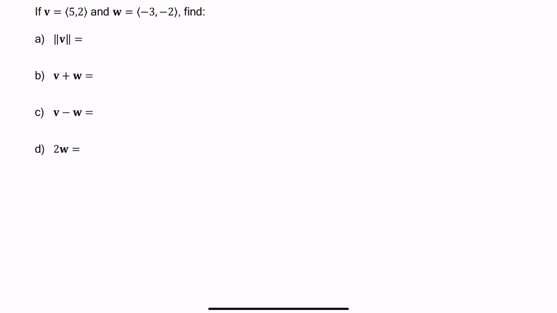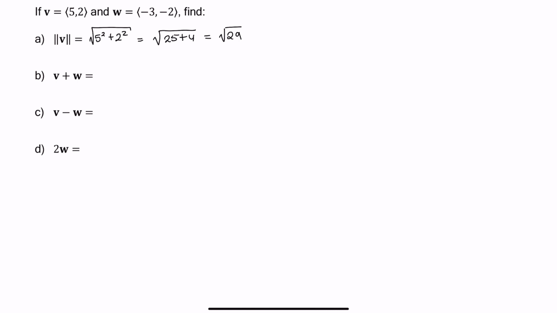And remember, for the magnitude, you want to square the components individually. So that's 5 squared plus 2 squared, and then you take the square root of that. So this is the square root of 25 plus 4, which is equal to the square root of 29.